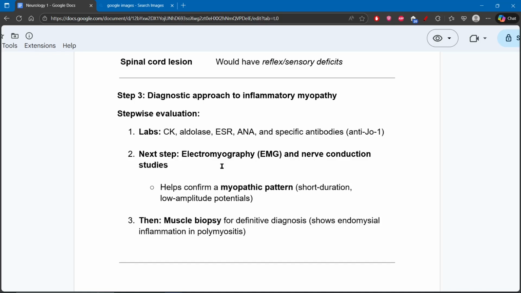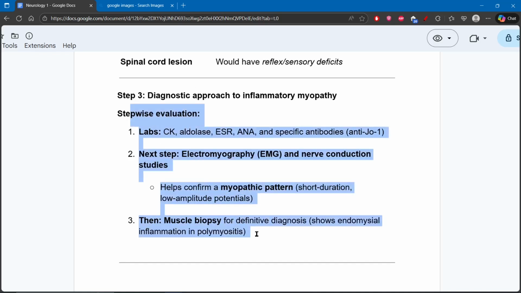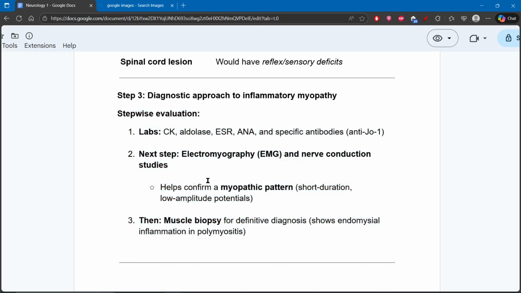On the EMG, if they already implied that the EMG is done, and they ask what the EMG would show, it would show a myopathic pattern, which basically just comprises short duration, low amplitude potentials. That's it. To be very simple, that's it. So they could ask you in reality five different questions. They could ask you the first three from these steps, and then they might ask you two more questions on the pattern that these tests are showing. So you must understand and know all of this.